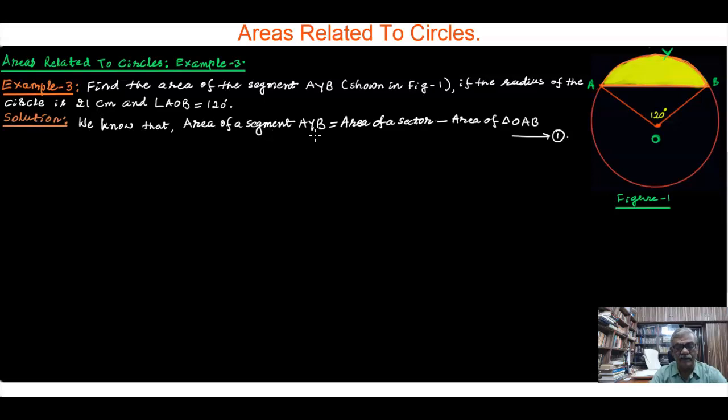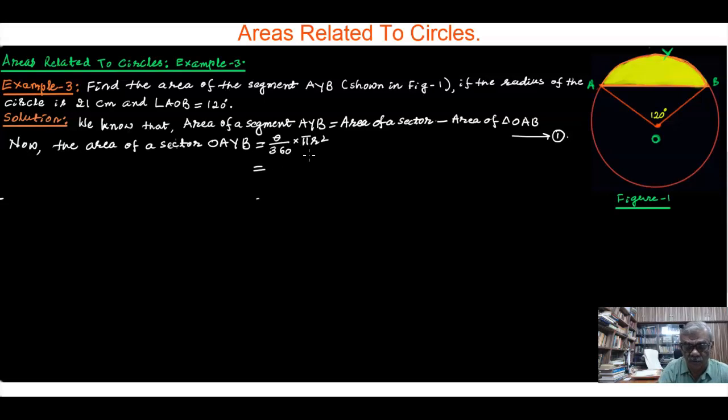We know that the area of the segment AYB equals the area of the sector minus the area of triangle OAB, and let me call this 1. Now the area of sector OAYB equals theta by 360 into pi r square. That is, theta is equal to 120 divided by 360 into pi.